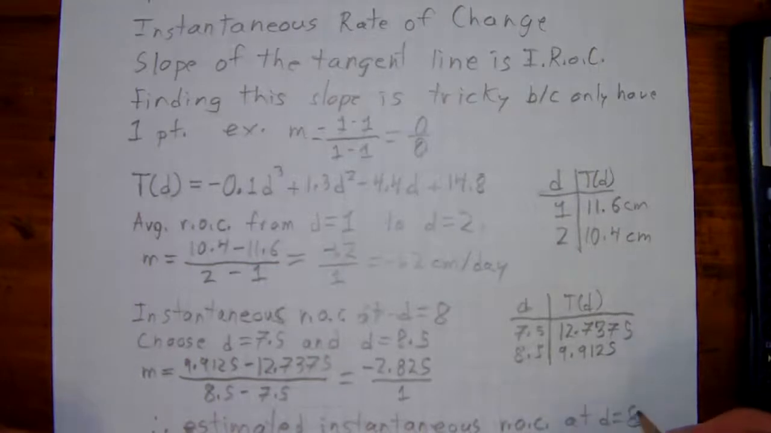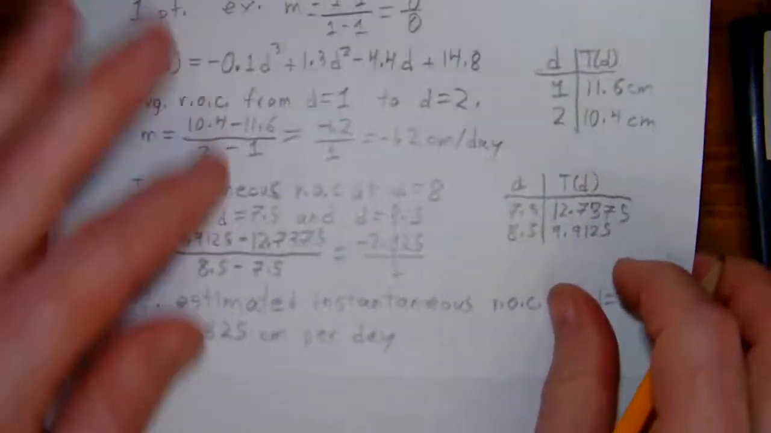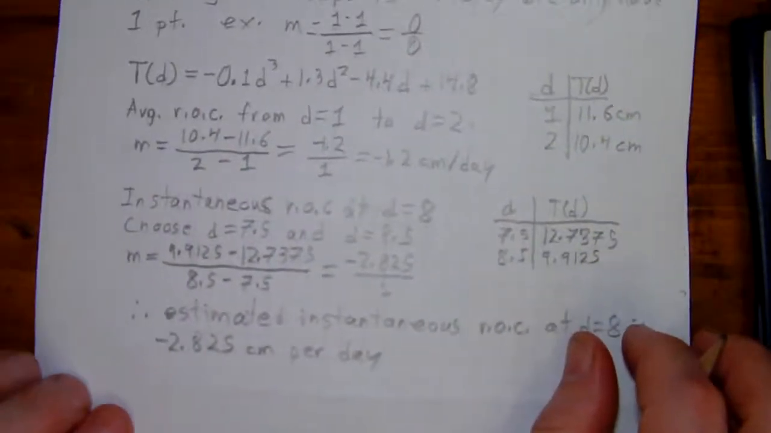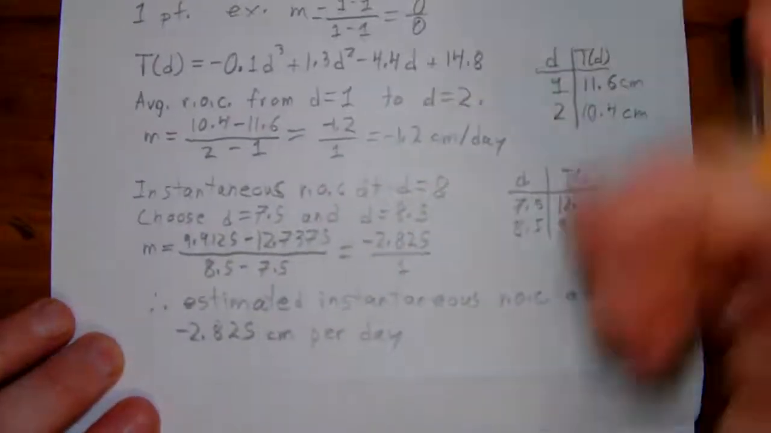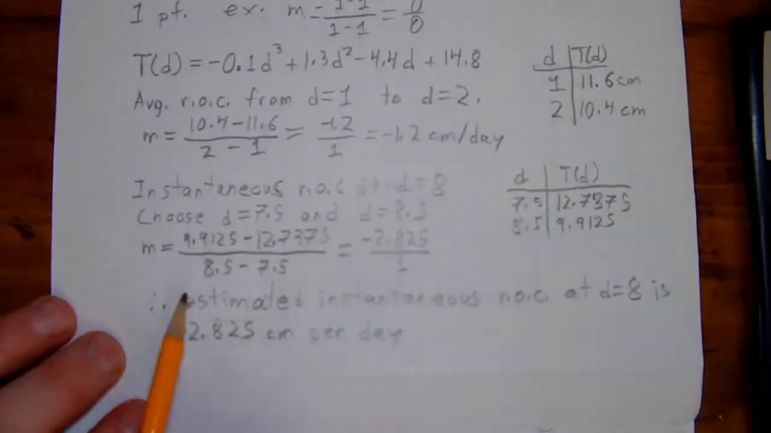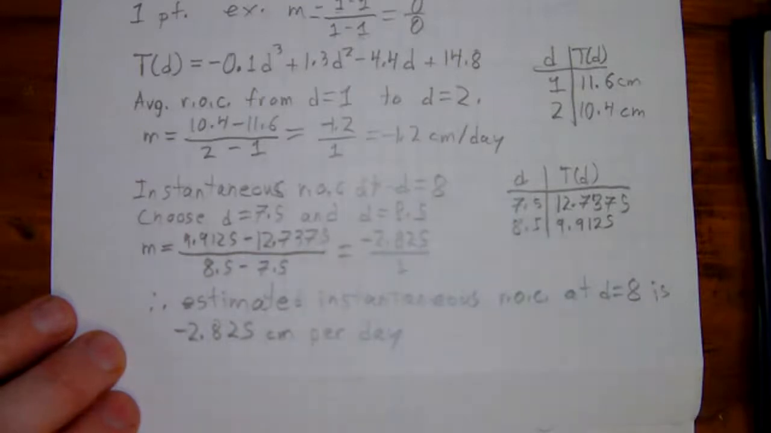At d equals 8 is negative 2.825 centimeters per day. And you can't see that, so I'll move it up. There we go. All right. So the question is, how good is this estimate? Well, 8.5 and 7.5 are close to 8, but we could definitely get a lot closer.